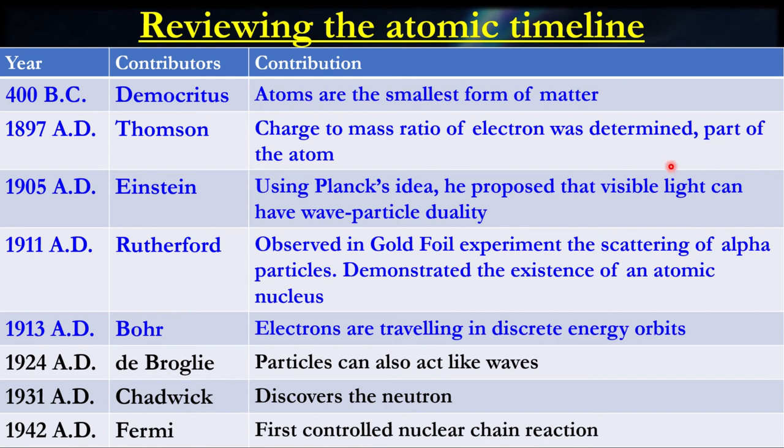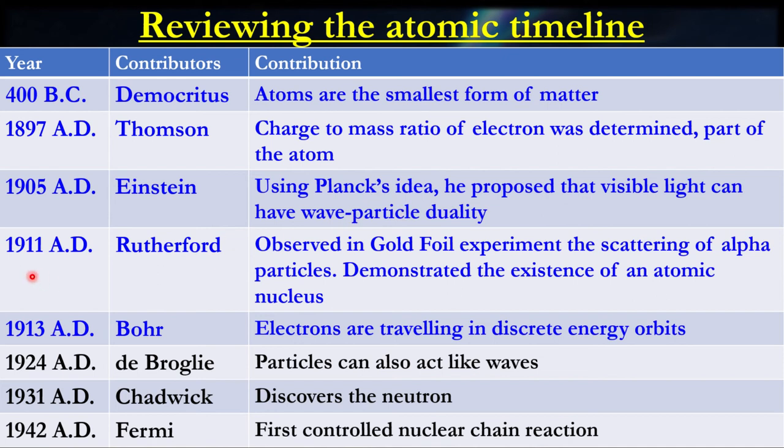Just to give you a bit of context of the atomic timeline, so we know that in about 400 BC, a guy named Democritus theorized the concept that atoms were the smallest form of matter. John Dalton actually demonstrated that in the early 1800s, followed by Thomson, who showed the charge to mass ratio of electrons and the existence of electrons. In 1905, Einstein came up with the idea of wave-particle duality.